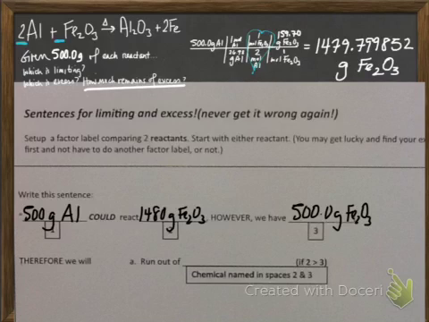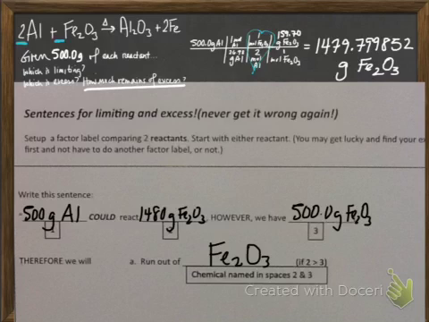Well, if the number in space 2 is greater than the number in space 3, we run out of iron 3 oxide. So iron 3 oxide is our limiting reactant. What does this mean for us? It means we're not done, because we don't know how much of the aluminum is going to be left over at the end of this process.